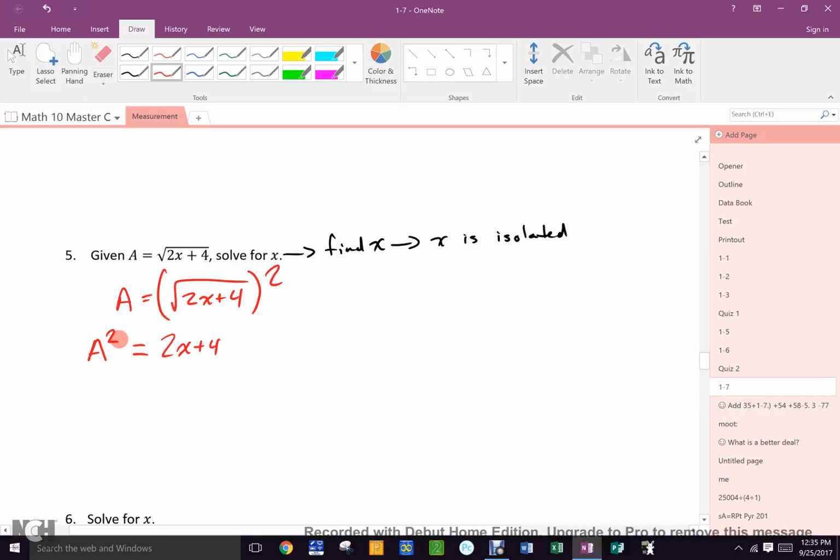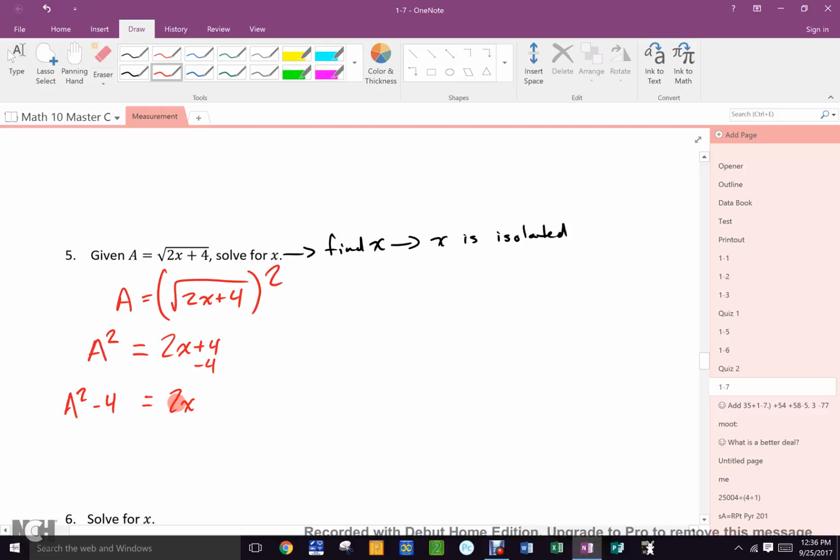Okay, now what's in the way of x being alone? And? 4. Which one would you get rid of first if we were in the 9th grade? The 4. How do you get rid of the 4? Subtract 4. So what's left on the right? 2x. What do I do over here? A squared minus 4. Because I can't put a number in for a squared, can I? So I got to leave it.